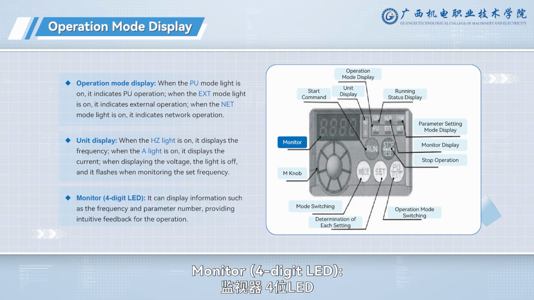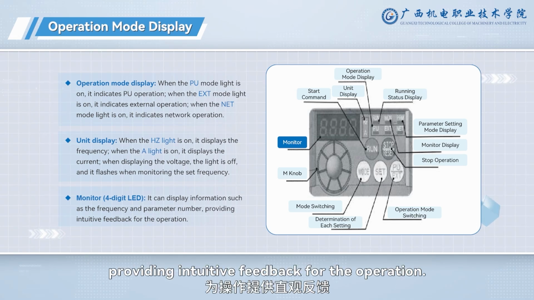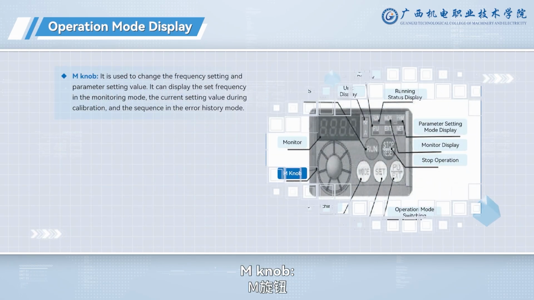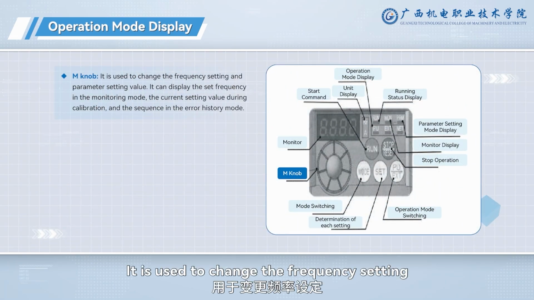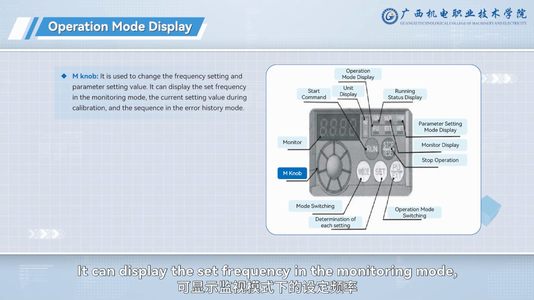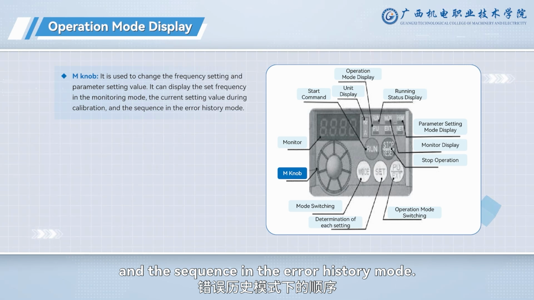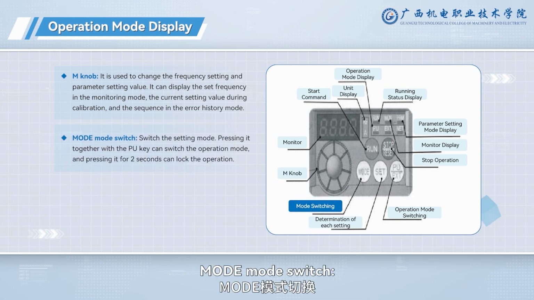Monitor. For the digit LED, it can display information such as the frequency and parameter number, providing intuitive feedback for the operation. M knob. It is used to change the frequency setting and parameter setting value. It can display the set frequency in the monitoring mode, the current setting value during calibration, and the sequence in the error history mode.